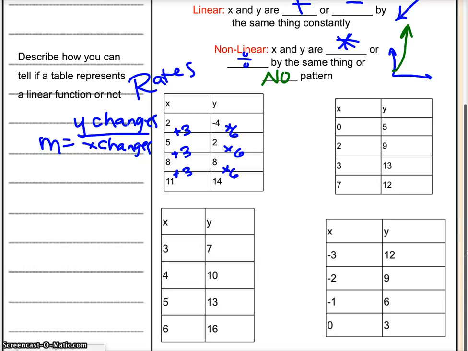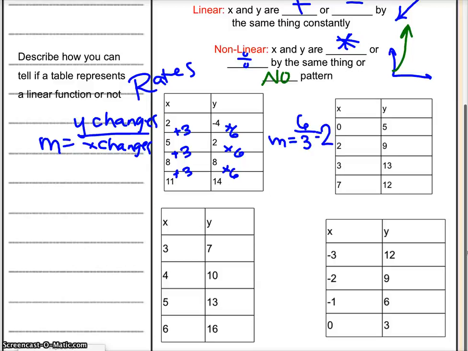Now my rate of change, my m, is equal to how y changed over how x changed, which is 2. That's my rate of change. My rate of change is 2, or my m. M is a rate of change. So all I do is I look at my y's, I look at my x's, and I see how they change.